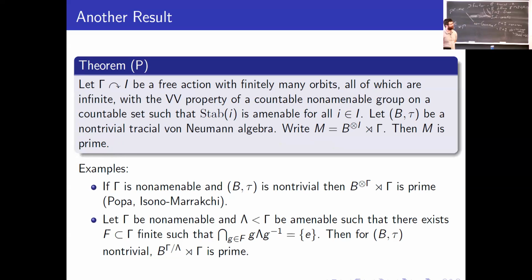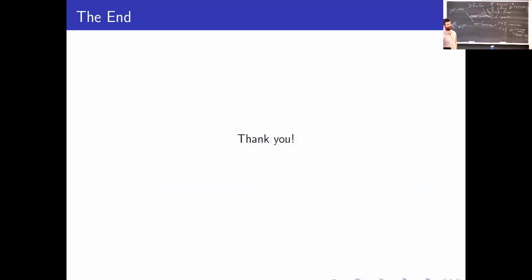Then I put in a group-like example. If you have a non-amenable group and an amenable subgroup that is malnormal, meaning the intersection of finitely many conjugates is trivial, then the corresponding action is the natural transitive action, gamma acting on the quotient set of cosets, and this thing will be prime. All right, and that's it. Thank you.